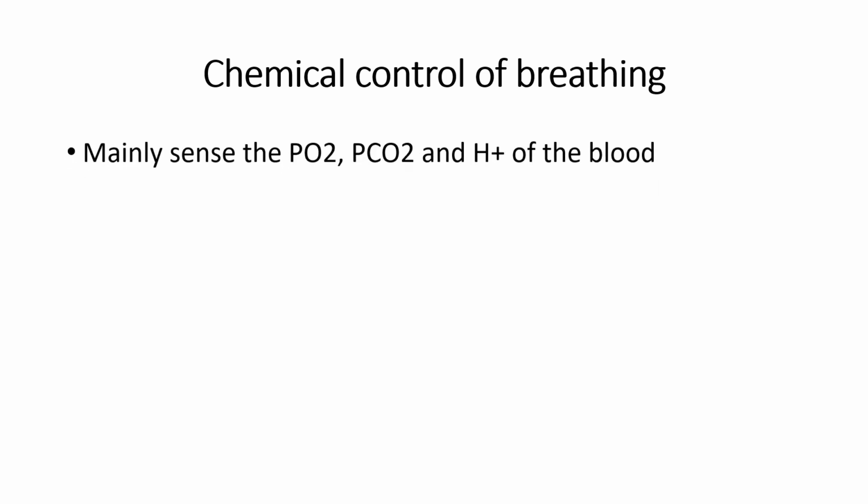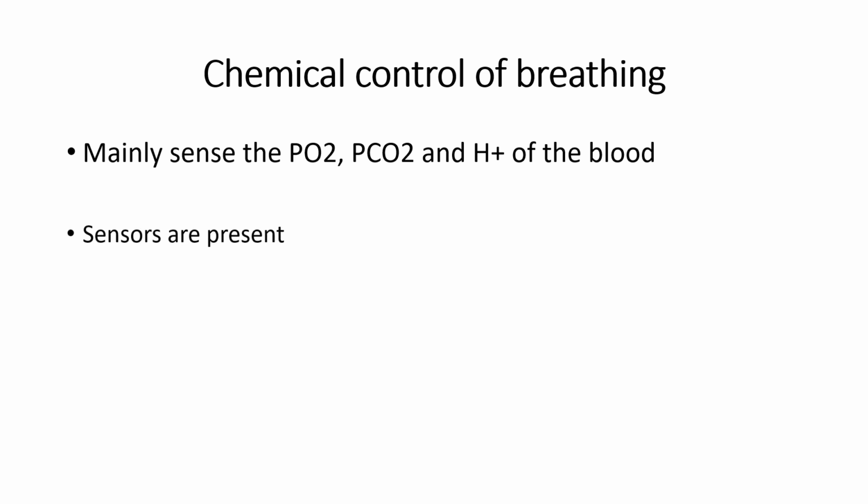Now we are going to start the chemical control of breathing. Before that, we were discussing the neural control of breathing. As we discussed, there are two types of control: one is neural and another one is chemical control of breathing. These are integrated together and bring about the whole respiratory regulation. There are various receptors which sense the partial pressure of oxygen, partial pressure of carbon dioxide and H+ ion of your blood.